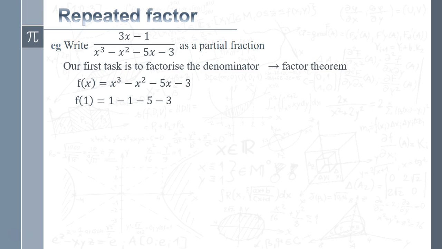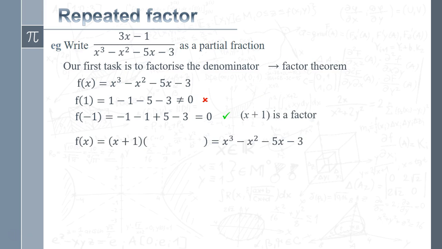So let's try putting 1 in. 1 minus 1 minus 3 minus 5, that's not equal to 0, that's no good to me. If f of minus 1 gives me minus 1 minus 1 plus 5 minus 3, that one does equal 0. So therefore, if I put in a value of -1, that means that x plus 1 is going to be a factor. So therefore, my f of x looks like that, and so I need to figure out this bit here. So that's going to be a quadratic. You can either do this by division, or I'm just going to do it by inspection.